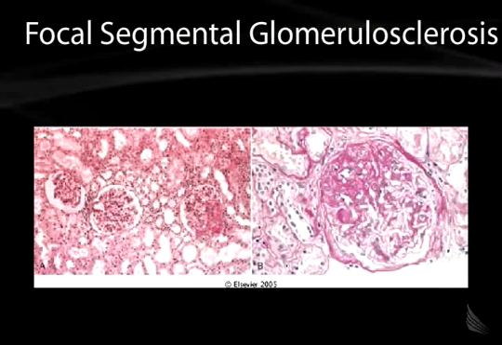You can see on the right here that you have a part of a glomerulus which shows sclerosis, which shows hardening or fibrosis of the glomerulus. And you can see that by the deep eosinophilic portion of that glomerulus. And this is characteristic of focal segmental glomerulosclerosis.